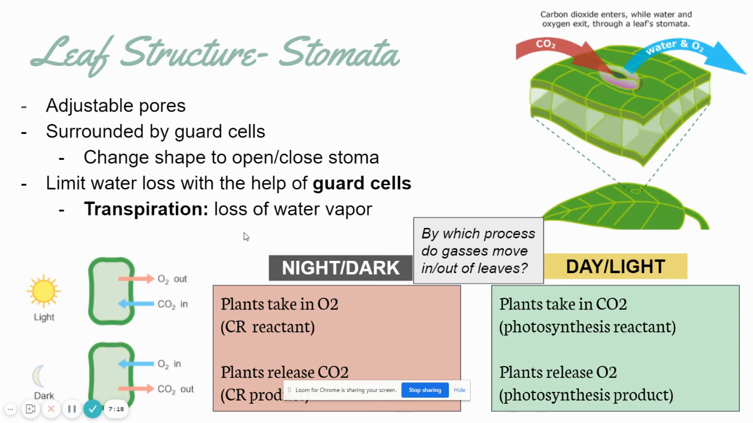And transpiration is defined as the loss of water vapor. So when there's too much water in a plant cell, or the plant is trying to cool itself off, it will lose some of this water in a gas form as water vapor. And this water vapor is going to escape through the stomata or the opening.